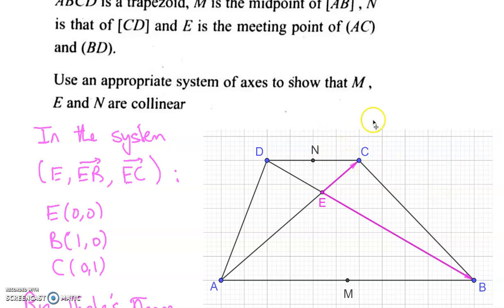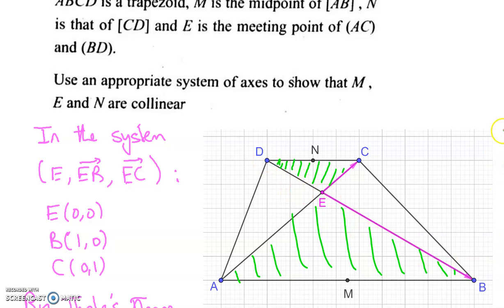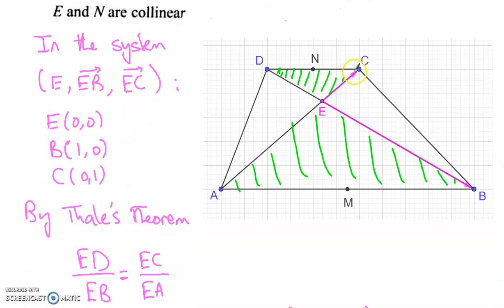Now notice that since this is a trapezoid and DC is parallel to AB, we have the second form of Thales' theorem. If I consider these two triangles, I have ED over EB is equal to EC over EA by Thales' theorem, by the second form of Thales' theorem that you already know from grade 9. So what does this mean? ED over EB is equal to EC over EA.